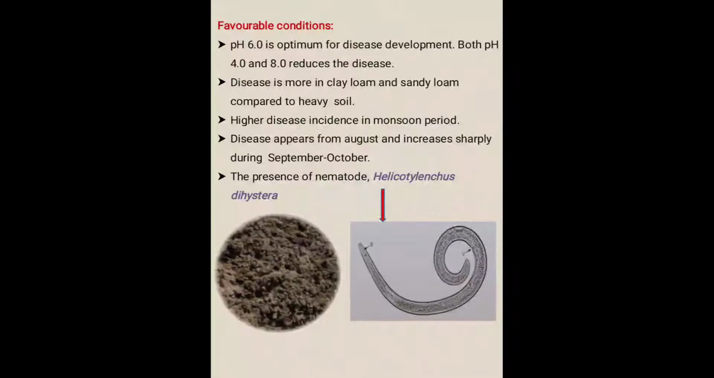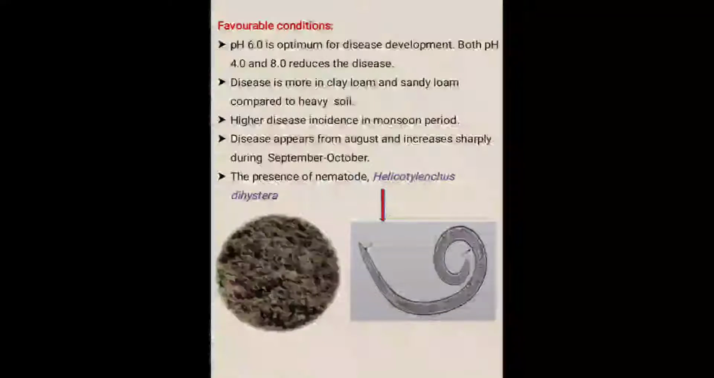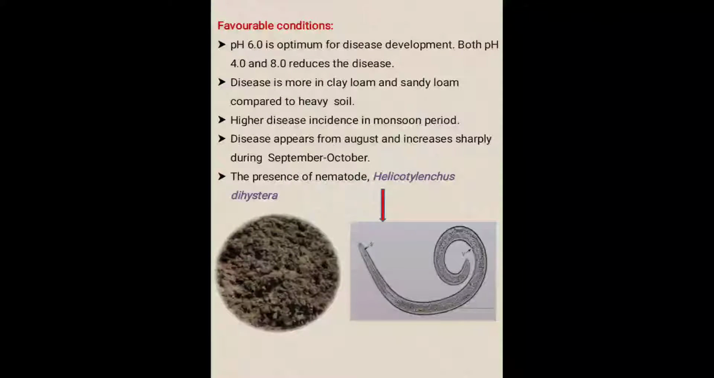So, for occurrence of this disease, that is wilt, some climatic factors are also very important. So, we see here some favorable conditions. It requires pH, that is 6 is optimum for the disease development. Both pH 4 and 8 reduce the disease. Means the factor of pH is very important for the disease development or occurrence of the disease.